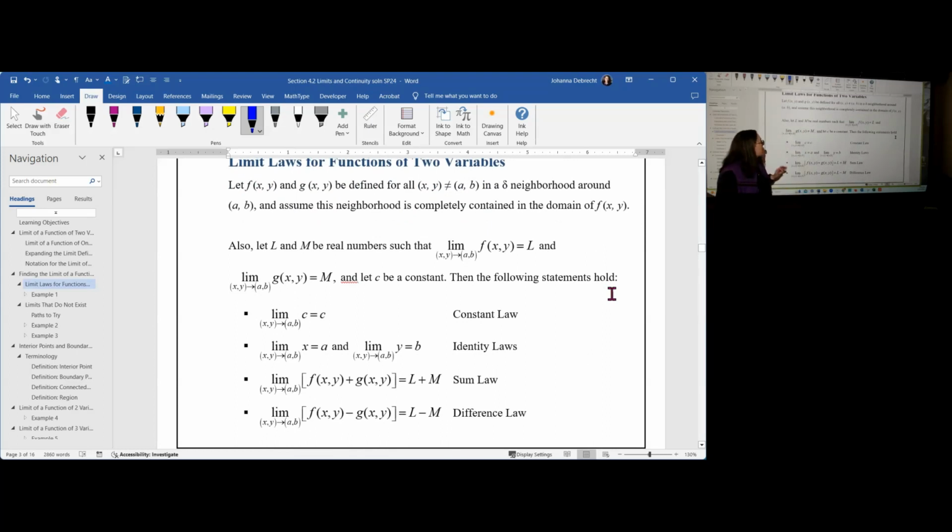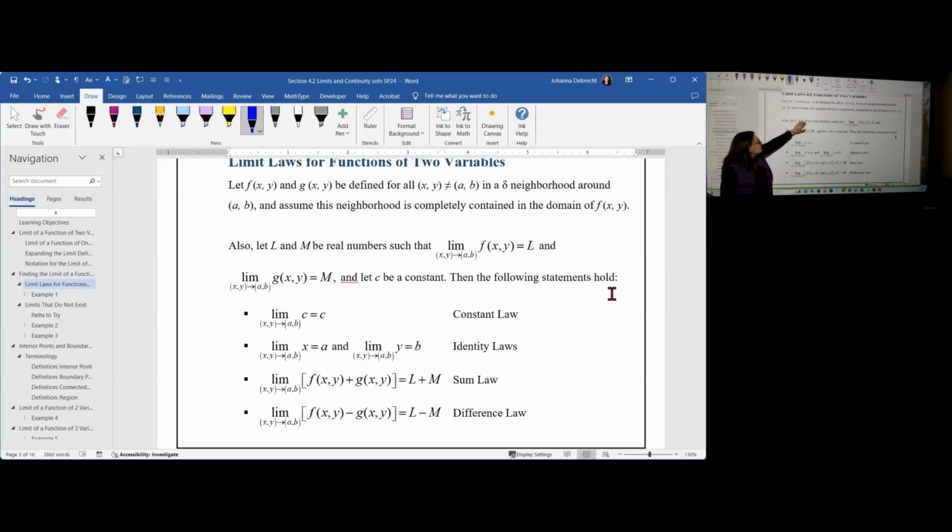We're going to let both f and g be functions of two independent variables, x and y. They'll be defined for all values of x, y, other than possibly AB, in a delta neighborhood, meaning a disk, around the point AB. So in space, AB has a little disk drawn around it, a circle of radius delta. And we're going to assume that this neighborhood is completely contained in the domain of the functions f and g.